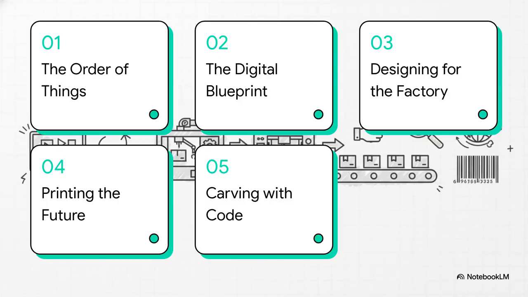So, here's our game plan for today. We're going to start with that core idea, the order of things. Then, we'll see how you create a digital blueprint. After that, we'll look at how we have to design things for the real world, for the factory floor. And finally, we'll dive into two amazing ways we actually bring those designs to life, by literally printing them out of thin air and by carving them out of a solid block.